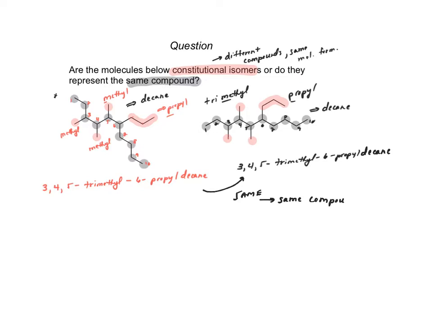Same compound. Right. So, purpose of this: you're going to be given 2 molecules. They look different. You're not going to be able to say whether or not they are constitutional isomers just by looking. The way you're going to answer that question is you're going to name them. If they have the same name, it's the same compound. If they had different names, they would be different compounds, and therefore, as long as they had the same molecular formula, they would be constitutional isomers. Okay, so that is that.